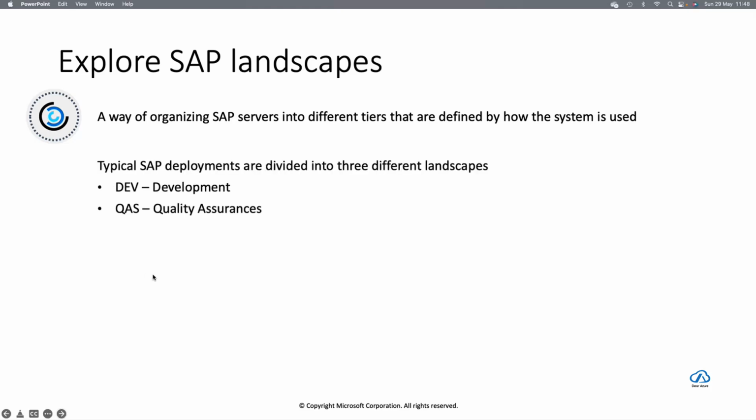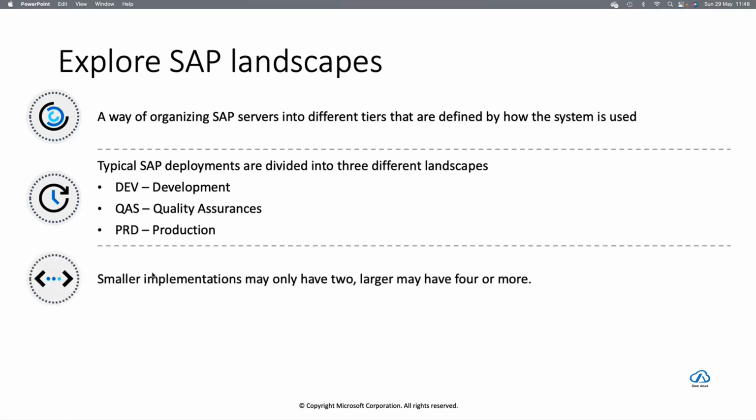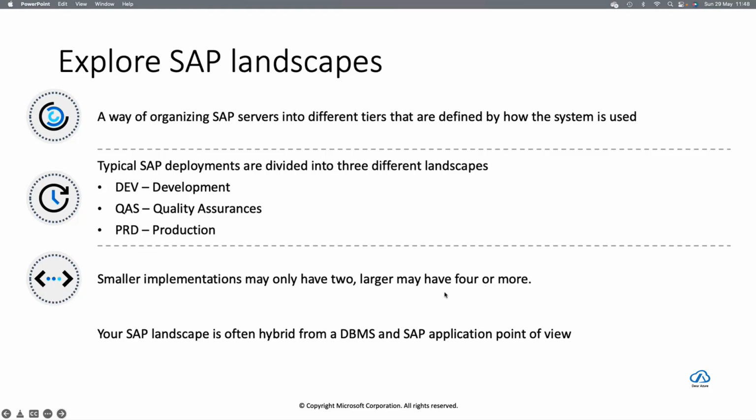It can be related to dev, quality assurance, or we can even put it towards a prod environment. We also have smaller implementations, which can have two, or larger ones, which may have four or more as well. And your SAP landscape is often a hybrid from a database management and an SAP application point of view.